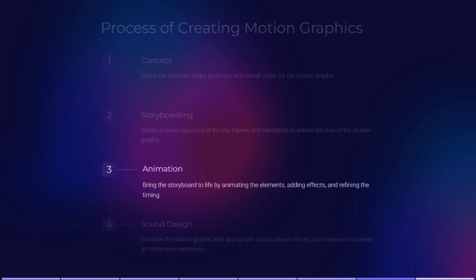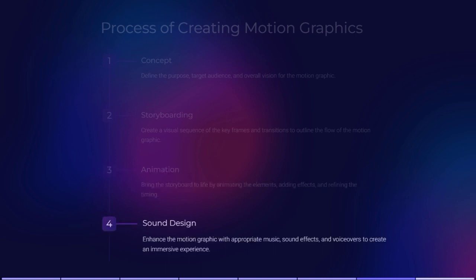The third one is animation. Bring the storyboard to life by animating the elements, adding effects, and refining the timing. And the last one is sound design. Enhance the motion graphics with appropriate music, sound effects, and voiceovers to create an impressive experience.